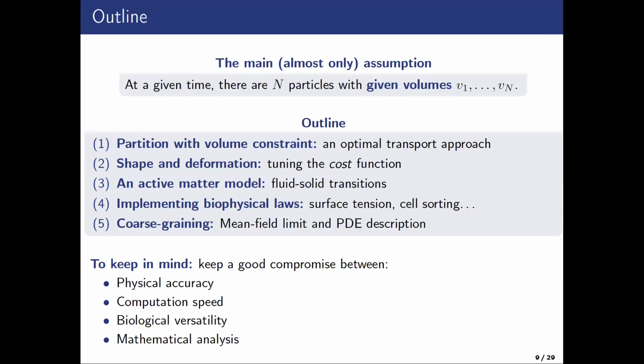So the model that we want to construct has to be a compromise, because you cannot be physically accurate, have the fastest computational speed, have some kind of biological versatility where you can model different phenomena, and at the same time do some mathematical analysis. So you have to simplify something. It's a compromise, I think, between these four points.